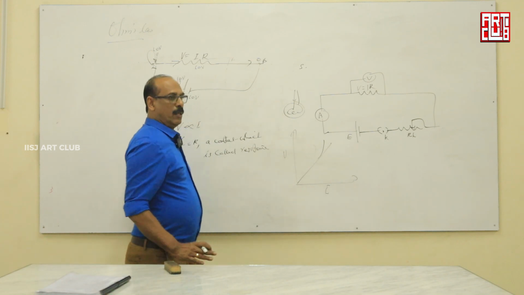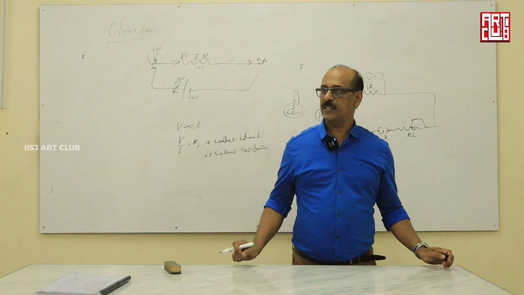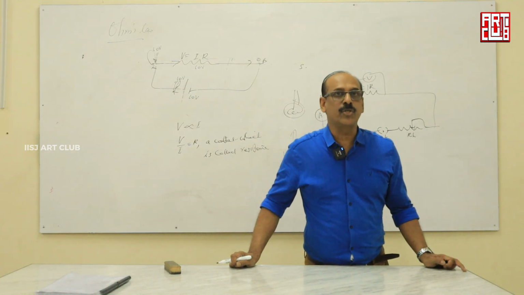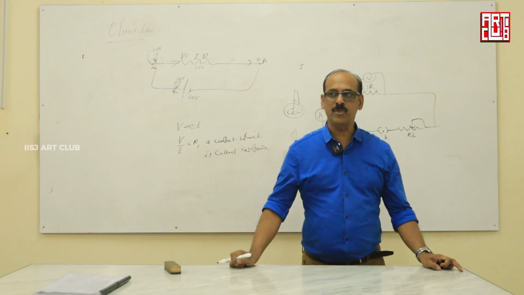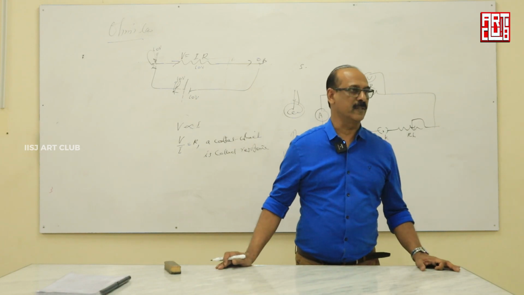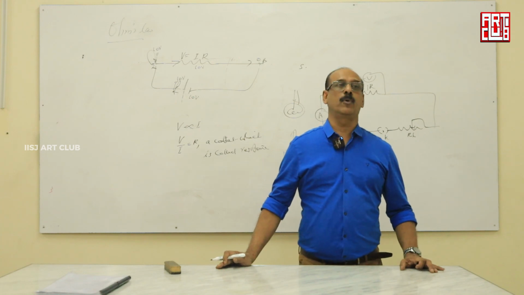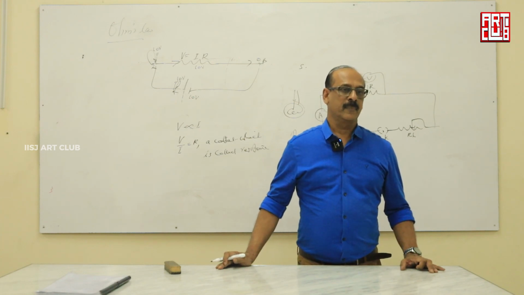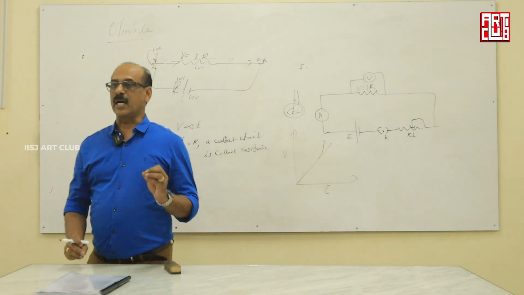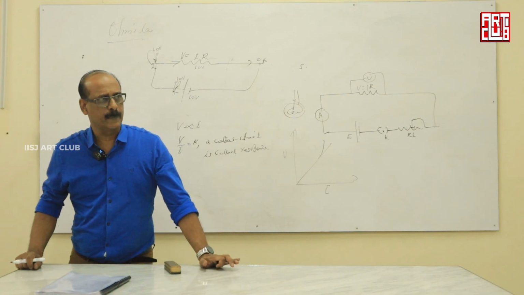Write down. Ohm's law states that the potential drop across a conductor is directly proportional to the current flowing through that conductor.